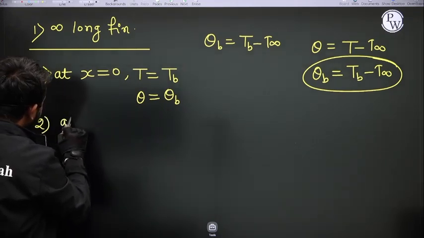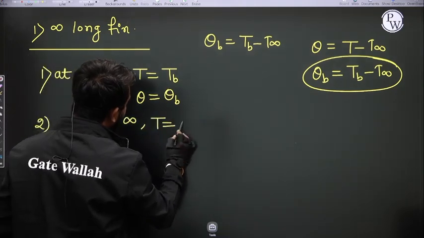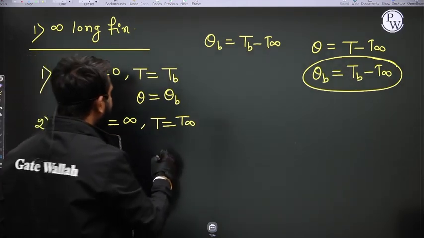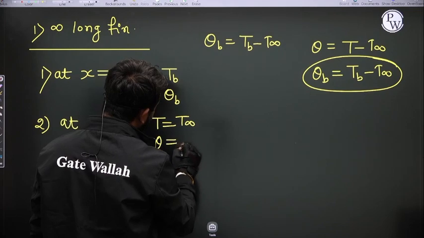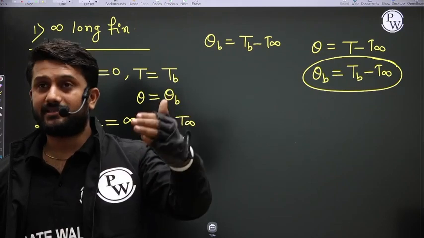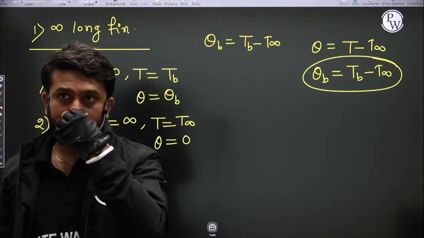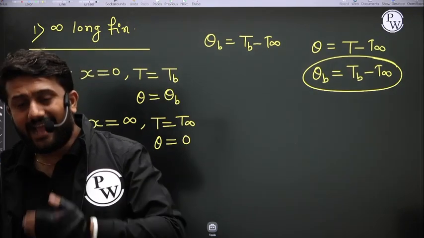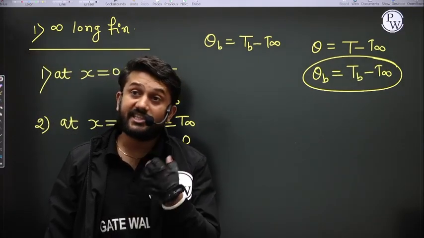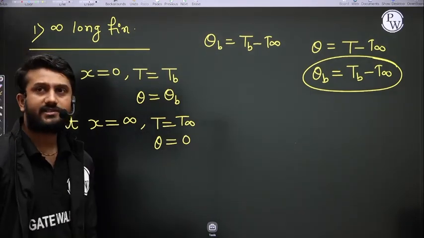The second boundary condition is we are assuming that at x equal to infinity, T becomes T infinity. If T becomes T infinity, then I can say theta is equal to 0. We are assuming that away from the base, temperature decreases, and at x equal to infinity, we assume that T reaches T infinity. That means theta is 0.